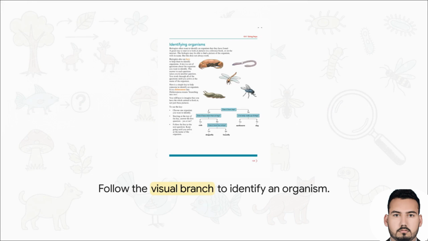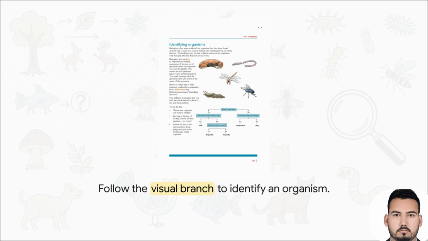Okay, let's actually do this together right now. Pick one creature in the diagram. Let's go with that flying insect on the bottom right. Start at the top box. Does it have legs? Well, looking at it, yes, it for sure does. So we follow the yes line down to the left. The next question asks, does it have more than 6 legs? No, it has exactly 6. So we follow the no line.